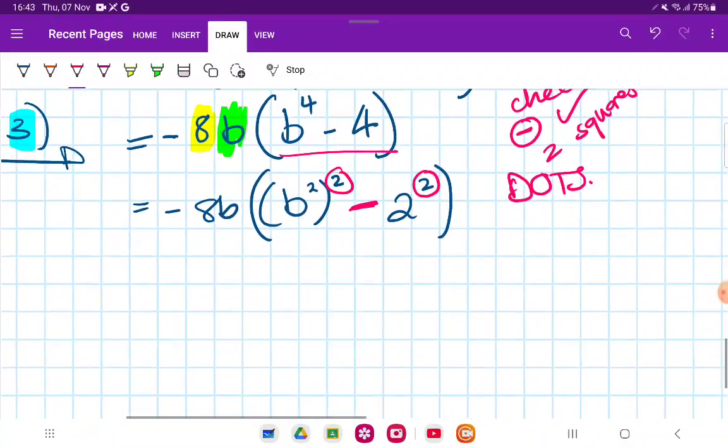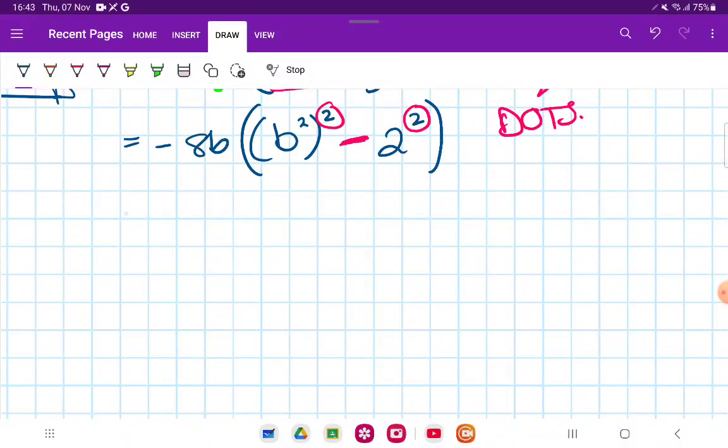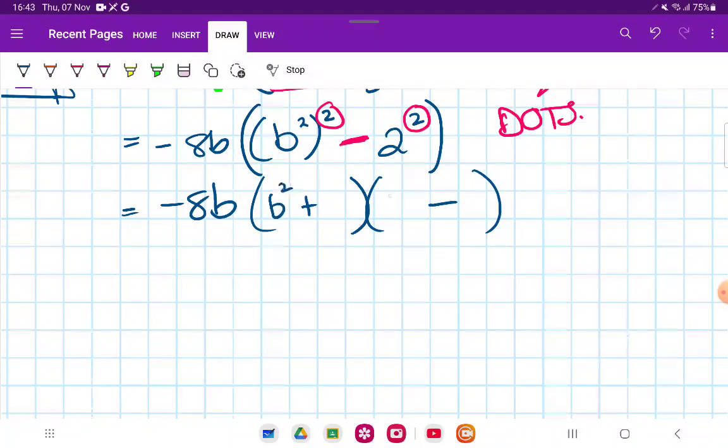Okay, so now I can factorize that bracket by saying negative 8b, and in dots I have 2 brackets with a plus and a minus, b squared here, b squared there. That gives me b to the power of 4, and 2 gives me b to the power of 2, or 2 to the power of 2.